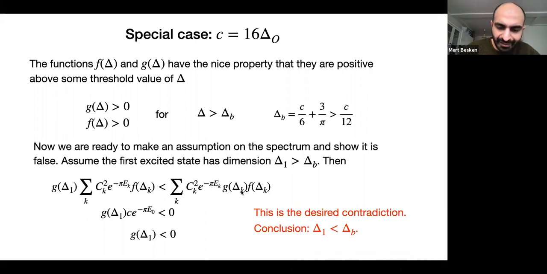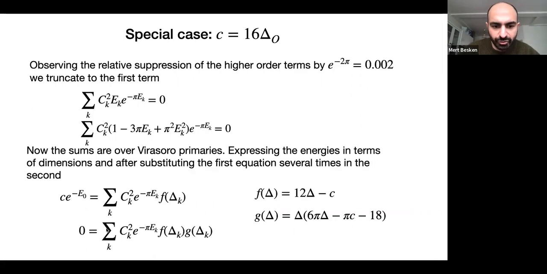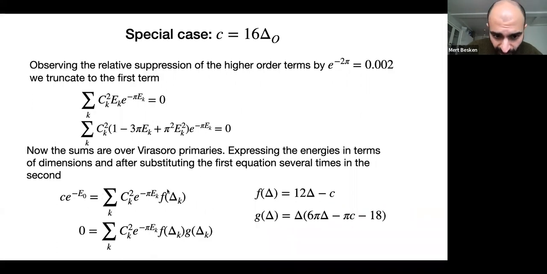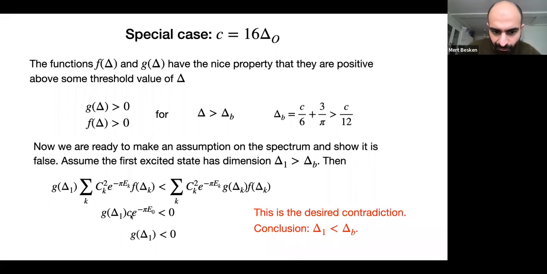All of these delta k's are greater than delta 1. That is the assumption. That means g is greater for all of them. So this sum on the right-hand side is greater than the second sum. But this right-hand side sum is actually 0. That was our crossing equation, the second equation here. So on the right-hand side, we have 0. On the left-hand side, we have this g of delta 1 multiplying this sum here. But remember, this sum was actually the first equation, which just happened to be c times e to the minus e0, the first excited state. But this is, again, a positive number. That means g of delta 1 has to be smaller than 0.